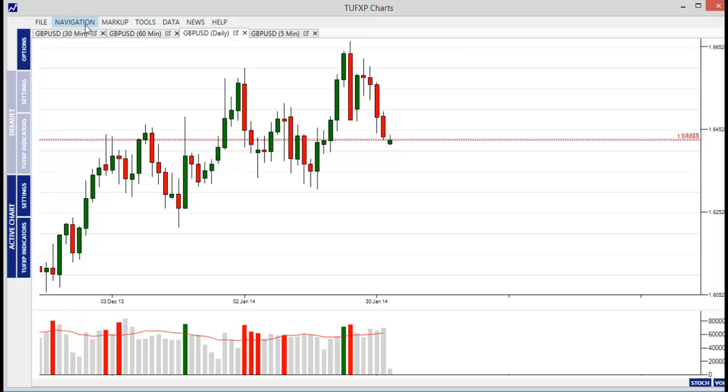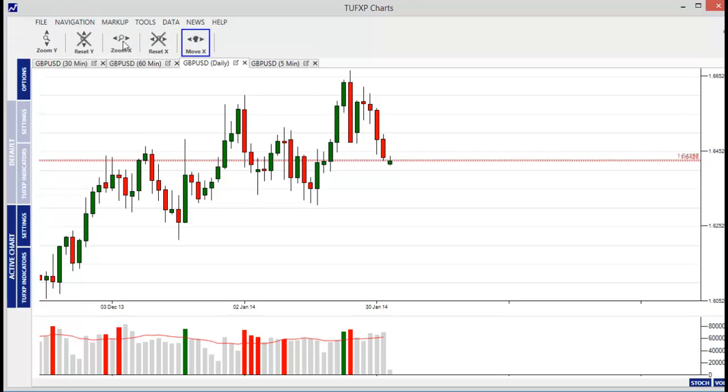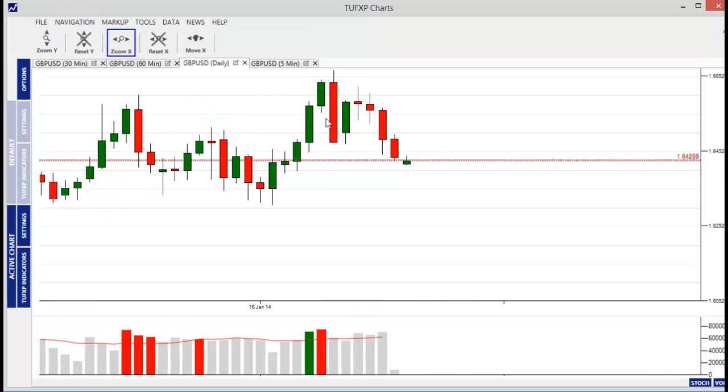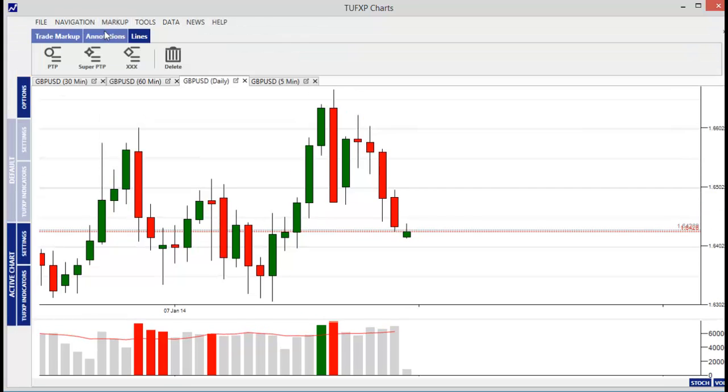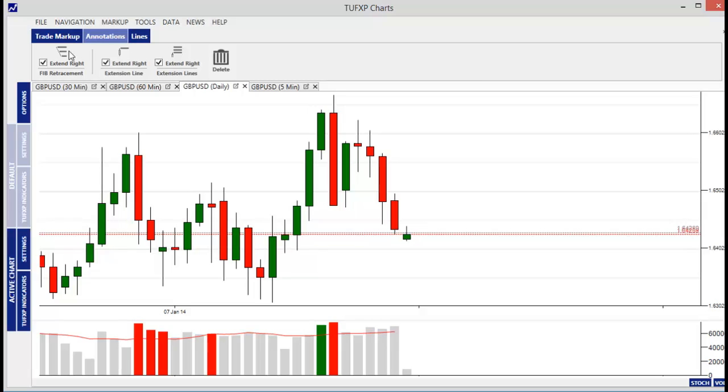I'm just going to show you something here to measure a retracement in the market to see how much strength there is in the market. So here you can see the market's moved down and tried to move back. The high of this bar is not as high as this bar, and this is an interesting one to look at. I'm just going to spread the price bars out a bit for you first. I'm going to click on markup, annotations, and the fib retracement tool.